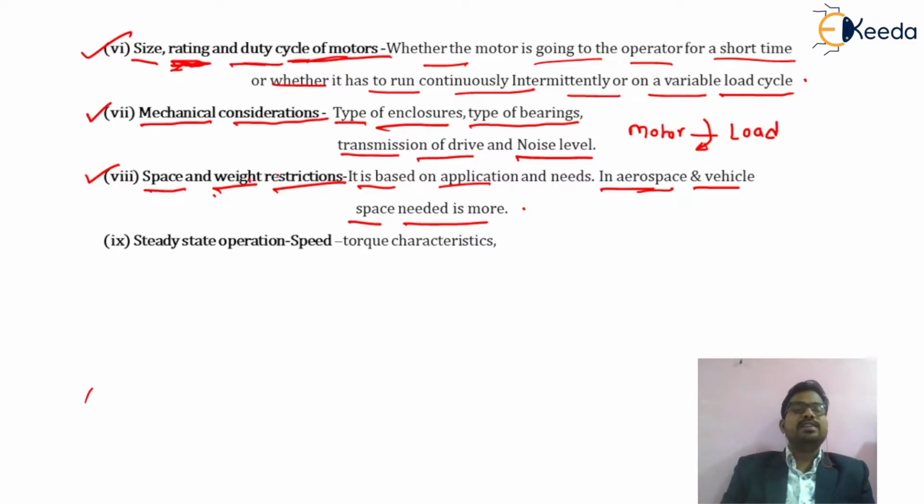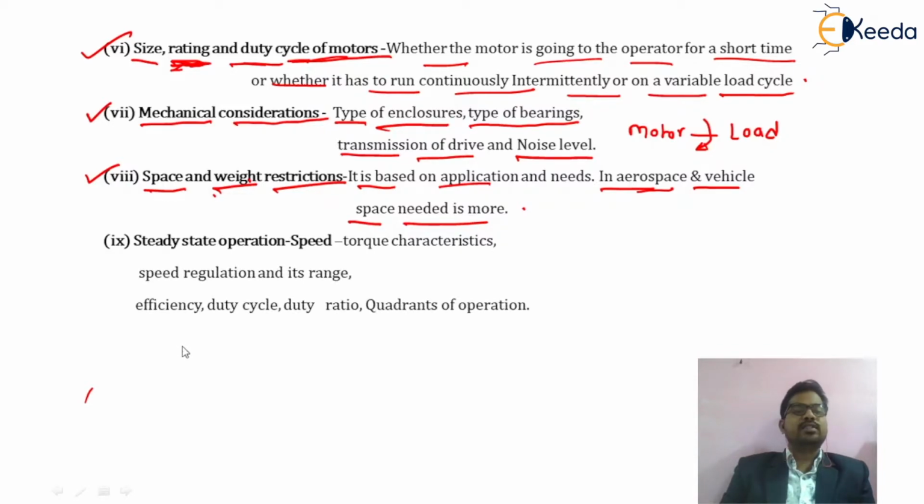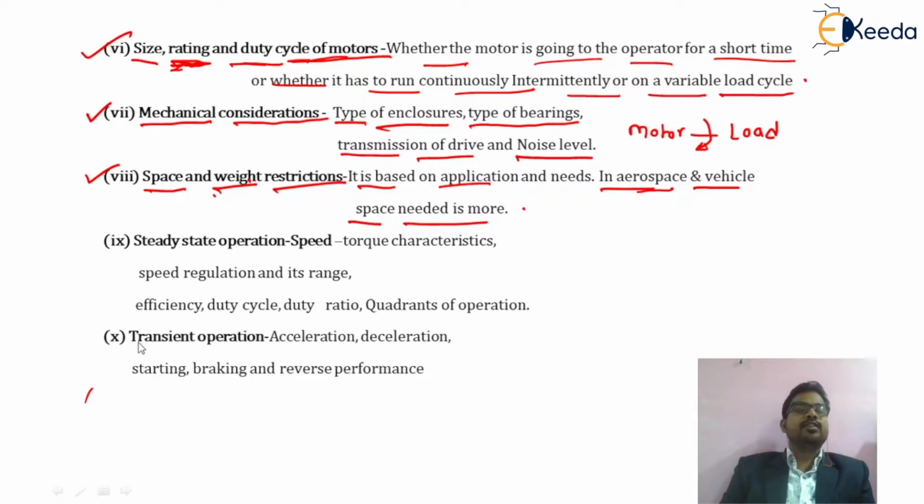So the space and weight restriction has more weightage while we are choosing the electrical drive for a particular application. Along with that, we want to understand the next type of the choice of electrical drive, and this is basically the requirement related to the steady state operation. What do you mean by the steady state operation? Steady state operation means when the drive is running at a steady state condition.